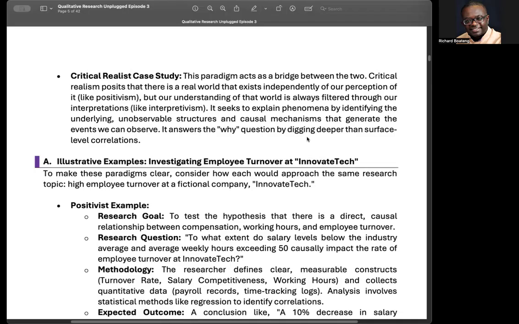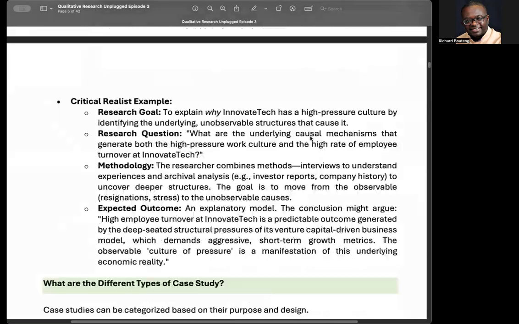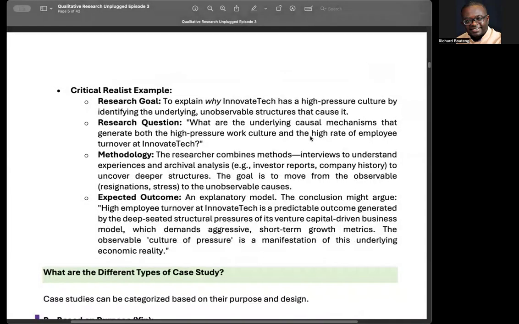Exactly. And its unique goal is to explain phenomena by identifying the underlying, often unobservable structures and causal mechanisms that generate the observable events we see. It asks why, but digs deeper than just surface correlations or subjective feelings. It pushes you to ask what hidden forces or systems are actually producing what we observe.